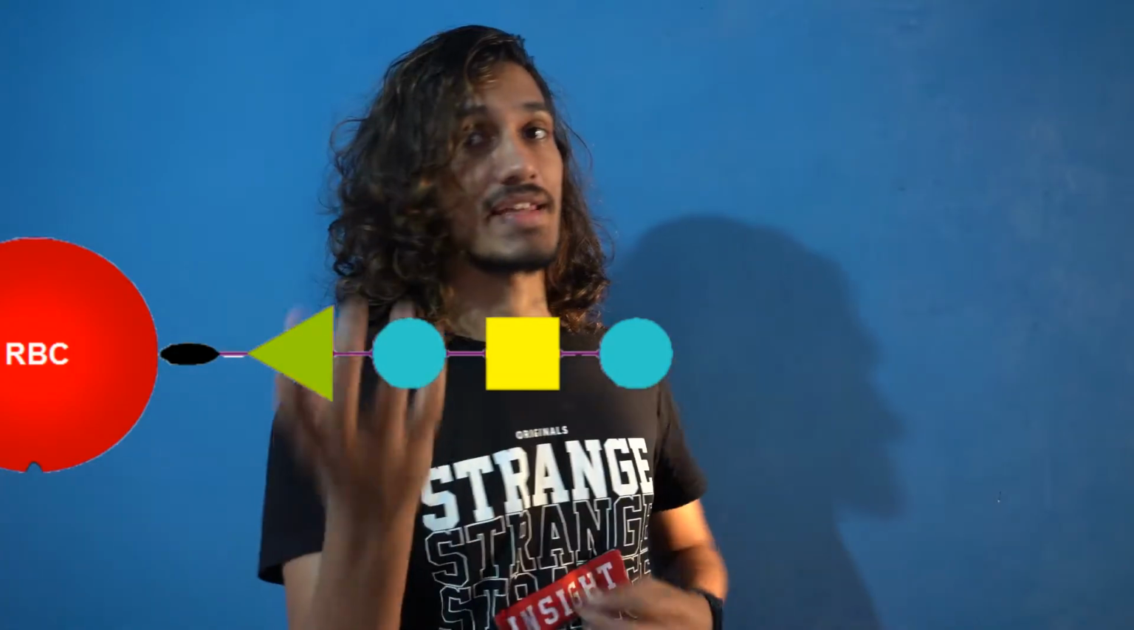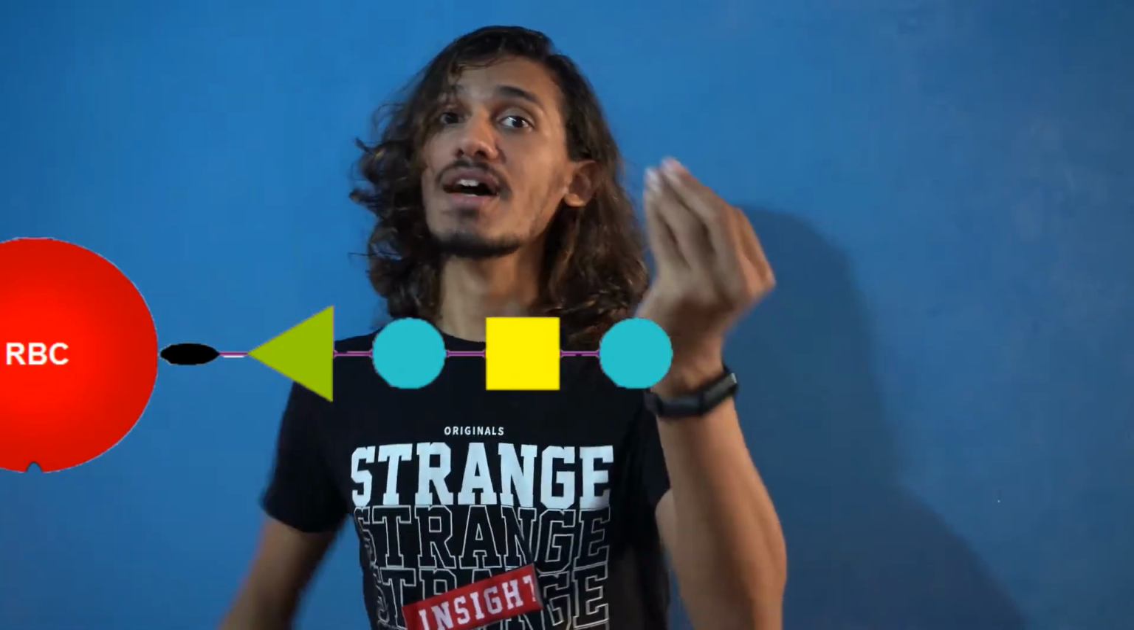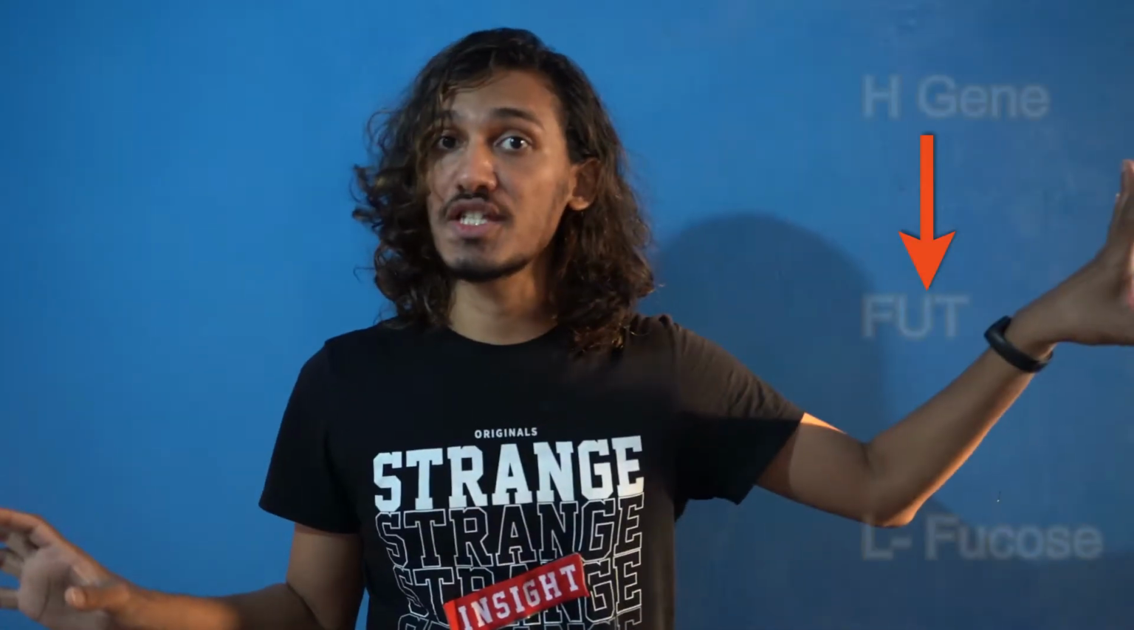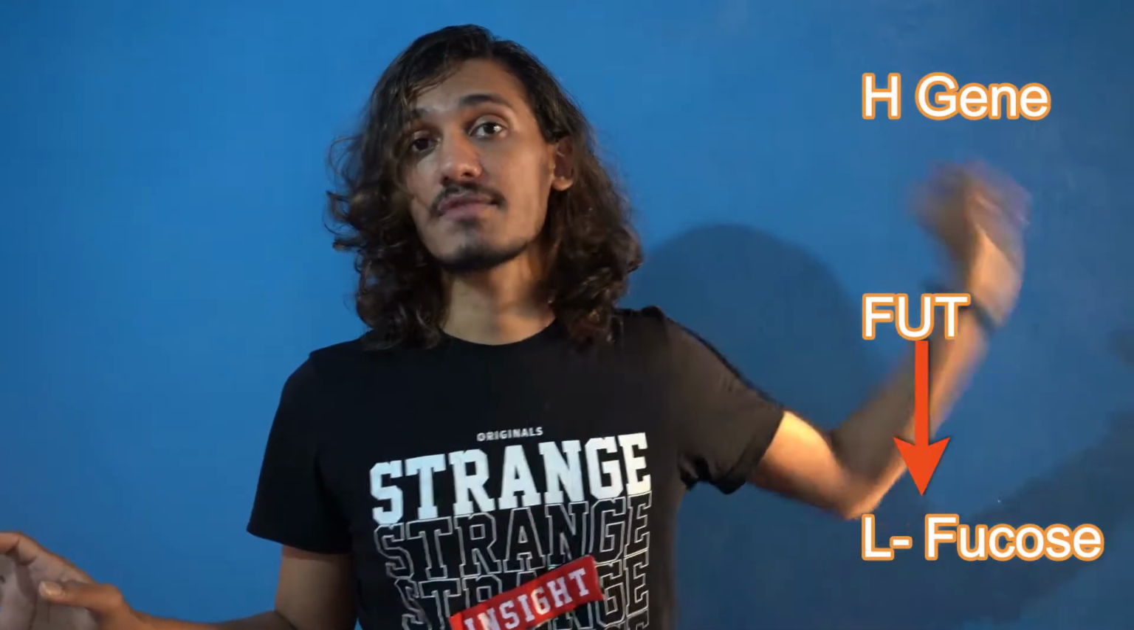So we have an H gene in chromosome 19 which codes for a fucosyl transferase, and the fucosyl transferase gives an L-fucose to this chain. So we have glucose, galactose, N-acetyl galactosamine, galactose. To that you add another L-fucose. This fucosylated polysaccharide unit is the base. So from the H gene you get the fucosyl transferase which gives an L-fucose. This is there regardless of what blood group it is.